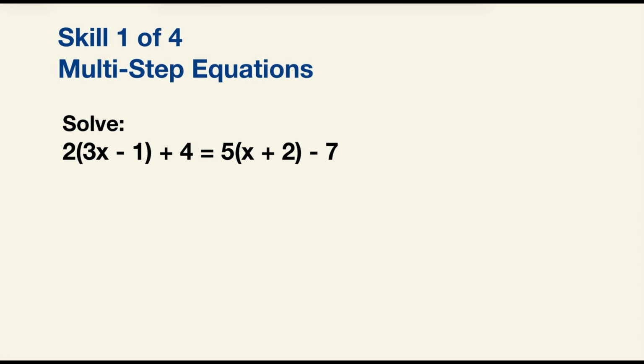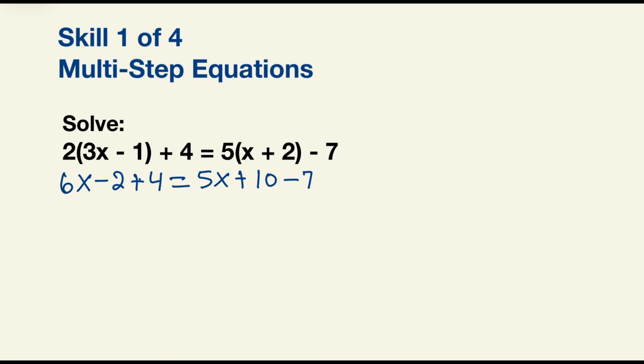Let's begin. Skill 1, multi-step equations. So go ahead and pause the video and try this out first. Alright, now let's solve it together. First things first is to distribute on both sides. So we have 2 being distributed to 3x and to -1. And so on the left we have 6x minus 2 plus 4 equals, and then we're distributing 5 to x and to positive 2. And that gives us 5x plus 10 minus 7.